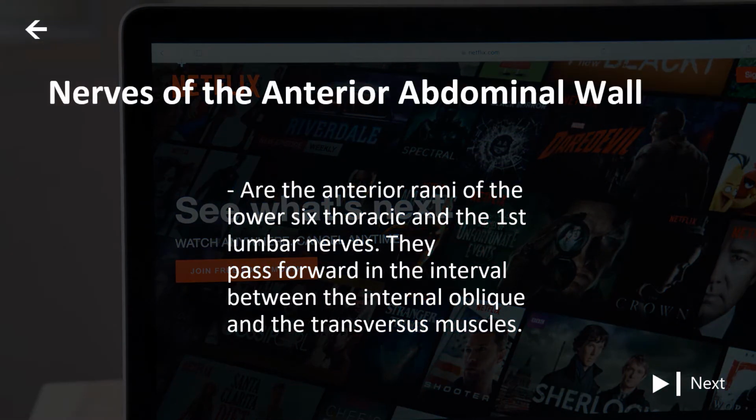Nerves of the anterior abdominal wall are the anterior rami of the lower 6 thoracic and the first lumbar nerves. They pass forward in the interval between the internal oblique and the transversus muscle. The thoracic nerves are the lower 5 intercostal nerves and the subcostal nerves, with the first lumbar nerve represented by the iliohypogastric and ilioinguinal nerves, branches of the lumbar plexus. They supply the skin of the anterior abdominal wall, the muscles, and the parietal peritoneum. They terminate by piercing the anterior wall of the sheath and supplying the skin.